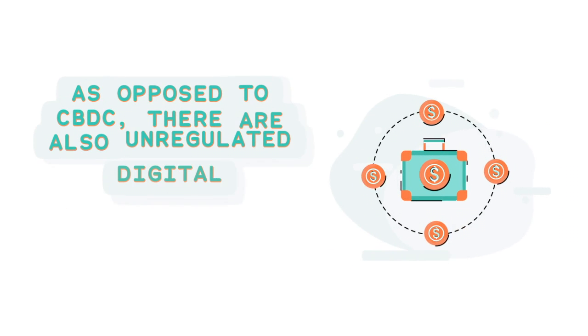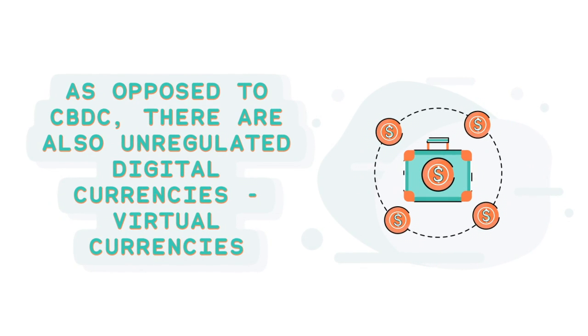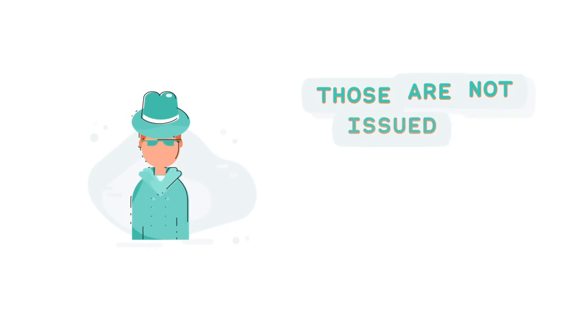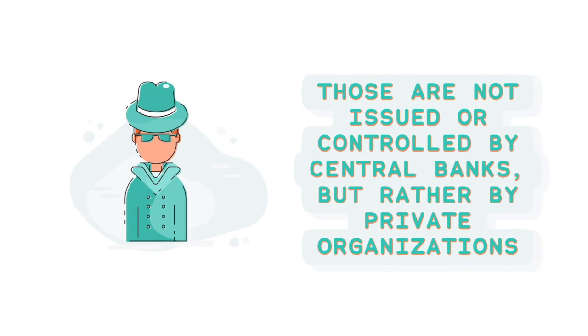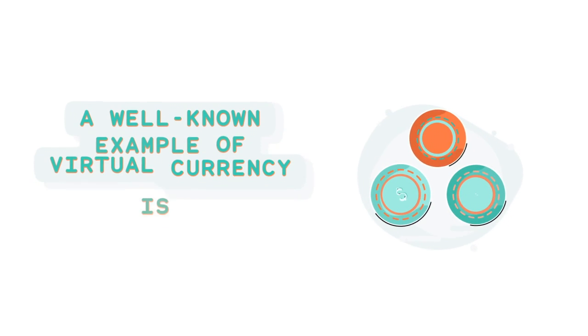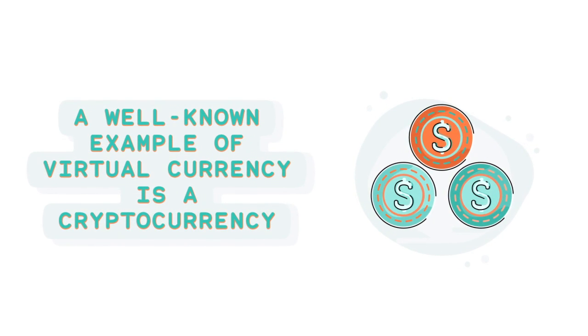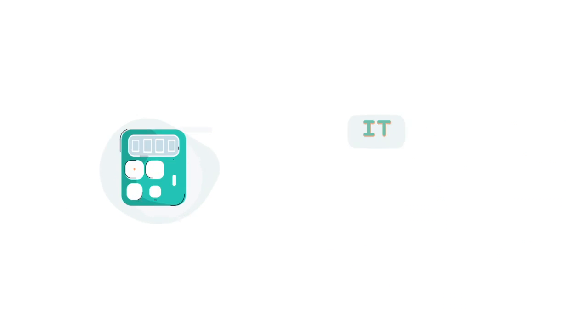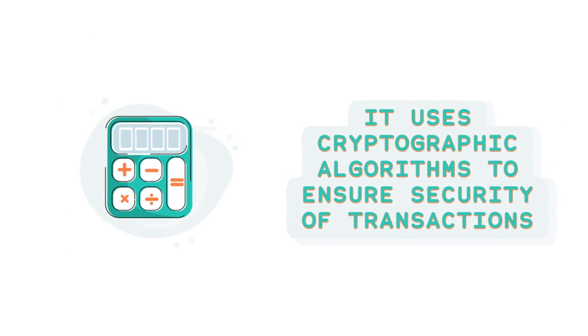As opposed to CBDC, there are also unregulated digital currencies, virtual currencies. Those are not issued or controlled by central banks, but rather by private organizations. A well-known example of virtual currency is a cryptocurrency. It uses cryptographic algorithms to ensure security of transactions.